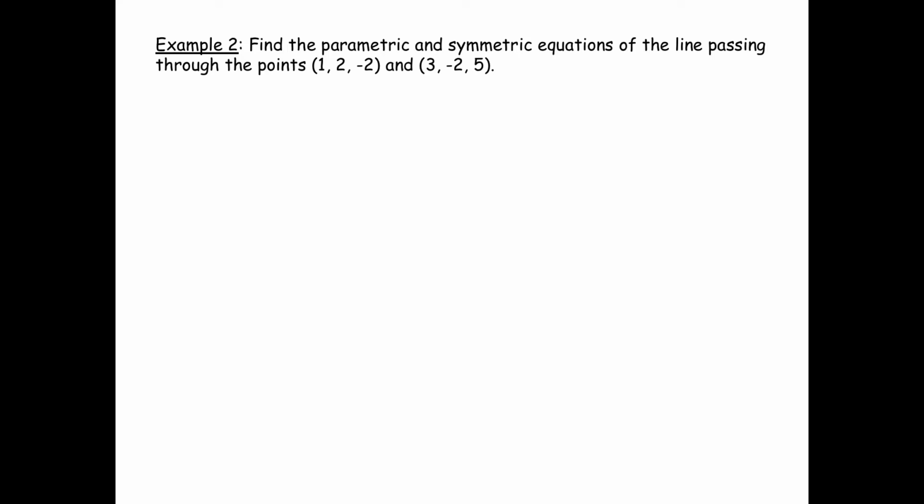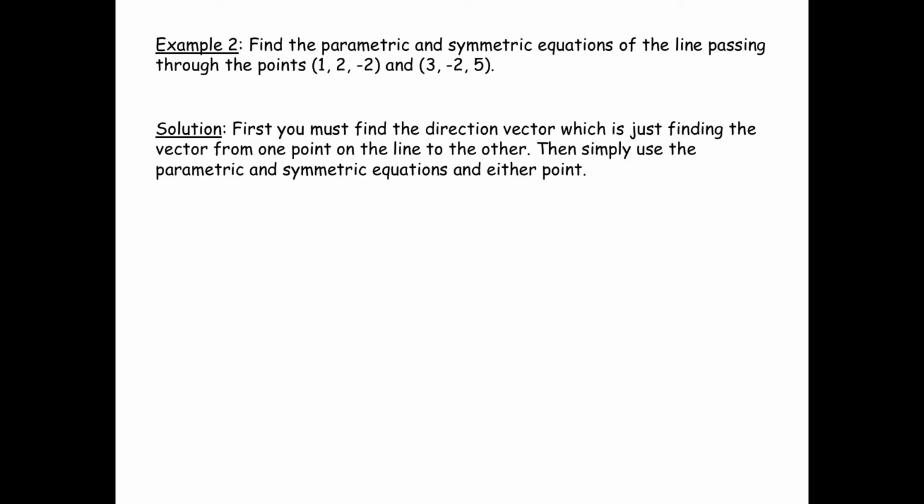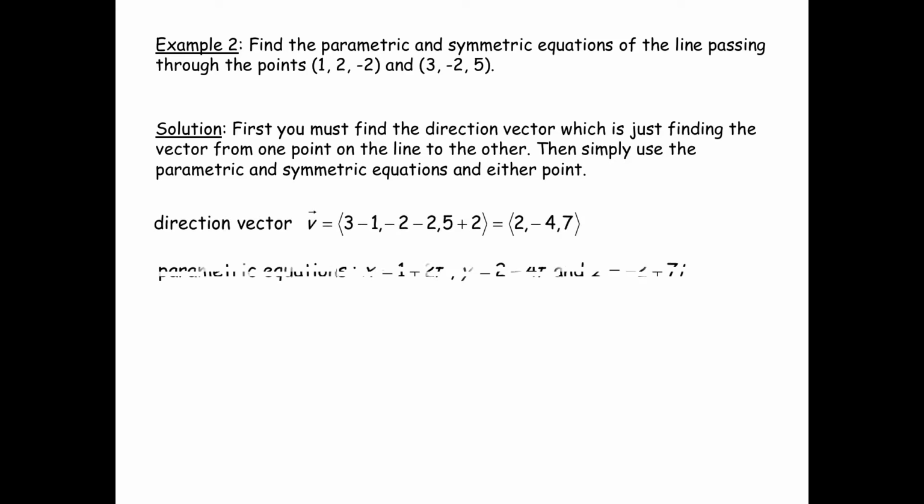So I'm just going to treat this as first point terminal, second point initial to get the direction vector. Okay, so if 1, 2, -2 is initial and 3, -2, 5 is terminal, find me my vector. What's our vector? 2, -4, 7. So if our vector is 2, -4, 7, then we can set up our parametric equations.